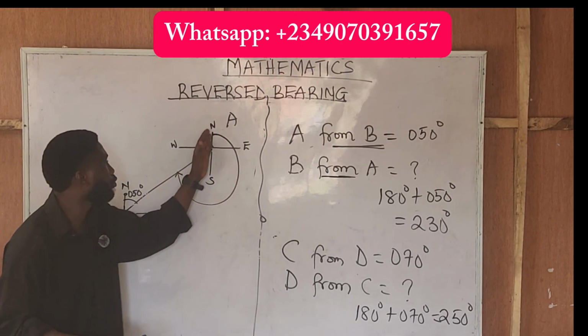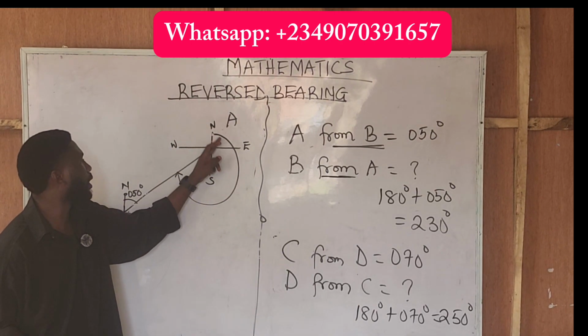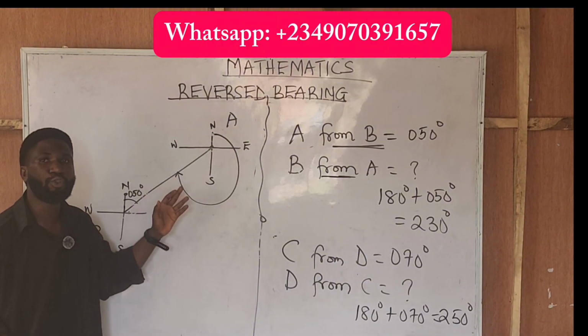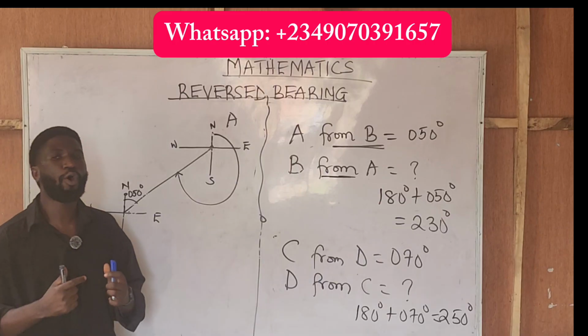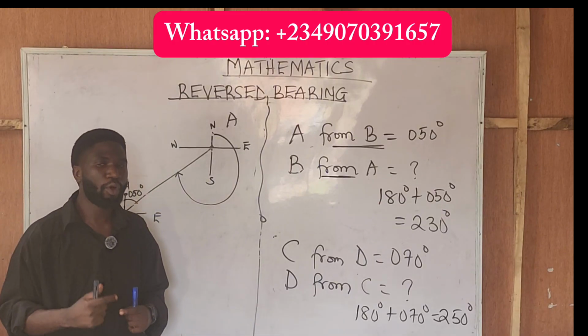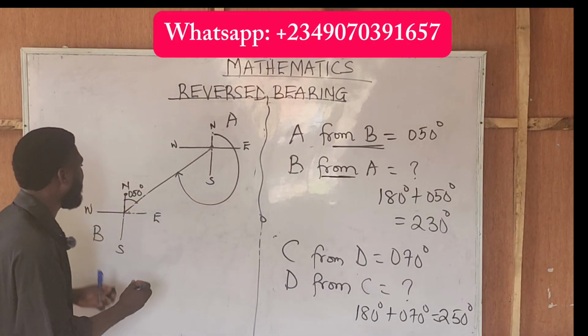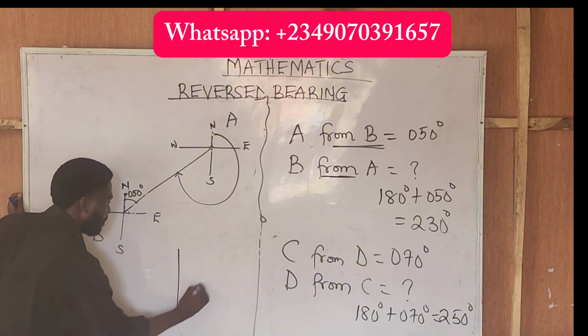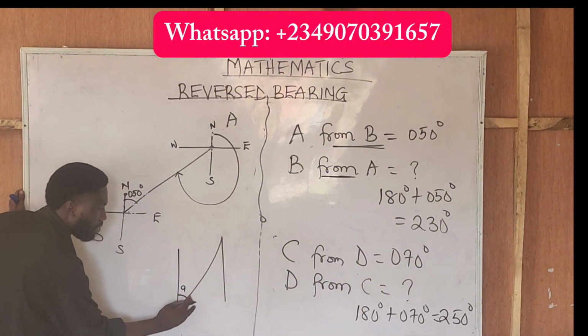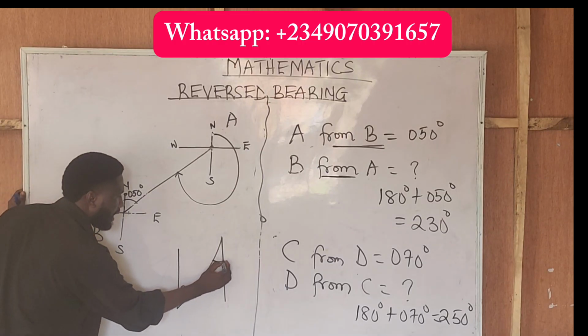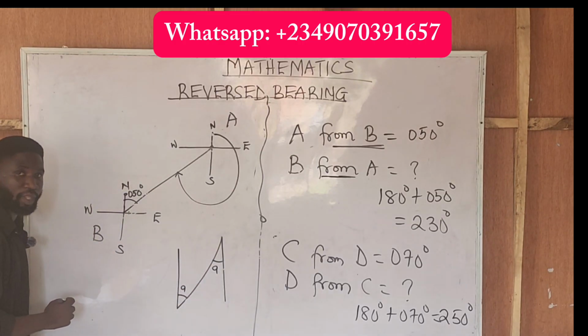We want to get the total angle now from this point down to this point. How do we do that? For us to answer this question, you need to know what we call alternate angle. For alternate angle, it looks this way. Let's say we have this side to be A. Then this point here is going to give us A. Are you with me now?